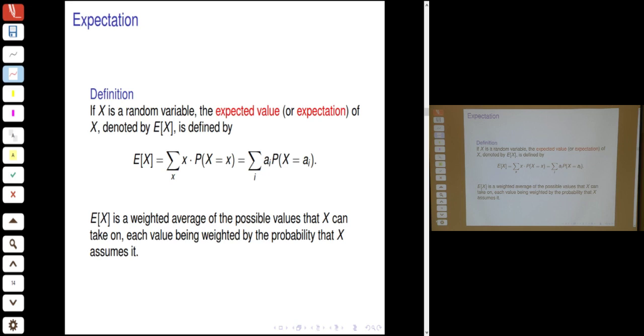So this concept is exactly the expected value, or the expectation, of the random variable X, and it is defined as follows. It is a weighted sum of all the possible values of the random variable capital X, weighted by the probabilities that capital X takes that particular value. So this is exactly a weighted average of the possible values of X, each value being weighted by the probability that the random variable capital X assumes that value. You can also denote the values by a_i, and then this is just the summation over a_i times the probability that X equals a_i.